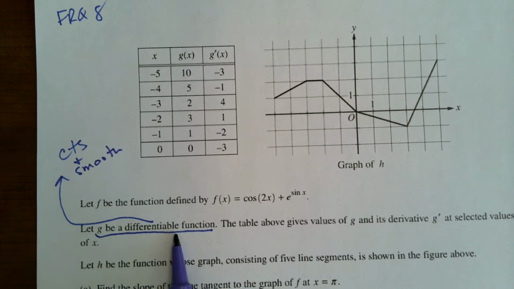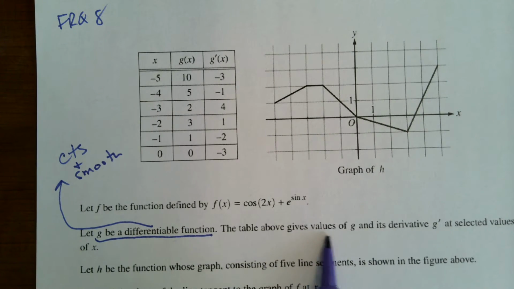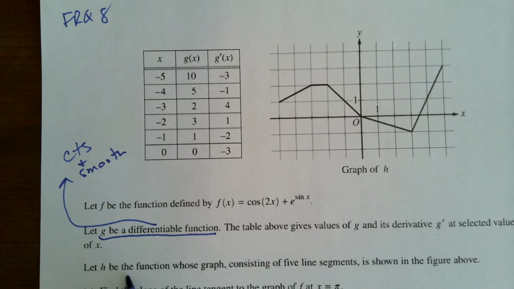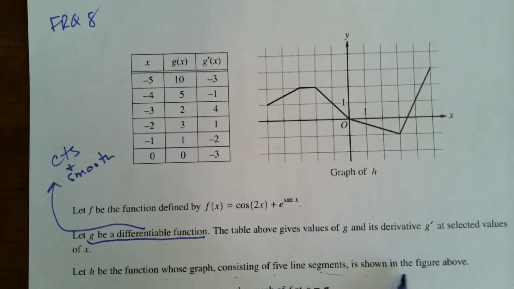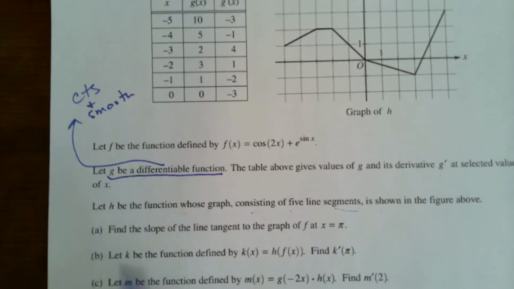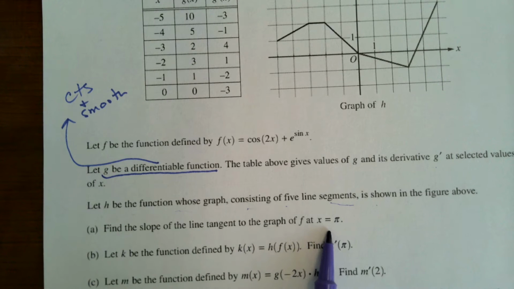So let g be a differentiable function, and we've got this table of values for g and its derivative. The table above gives values of g and its derivative, g prime, at selected values of x. Let h be the function whose graph, consisting of 5 line segments, is shown in the figure above. Okay, so this is h right here. Part A, find the slope of the line tangent to the graph of f at x equals pi.